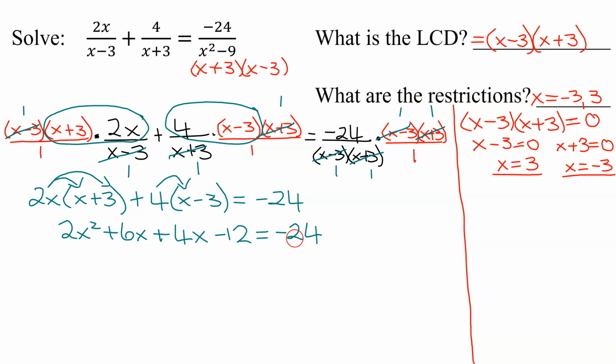And what type of equation is this? The highest exponent on the x is a 2, so it's a quadratic equation. And how do we solve those? We need to get everything on one side, 0 on the other. So I'm definitely going to have to add 24 to both sides.